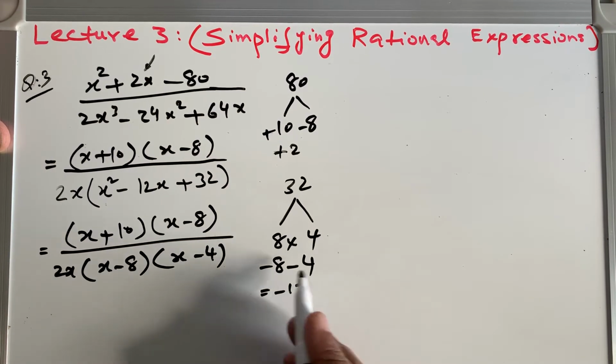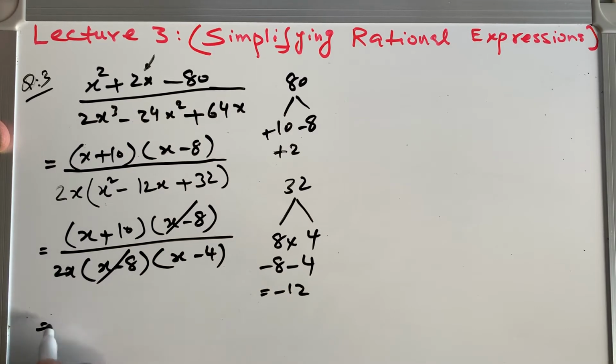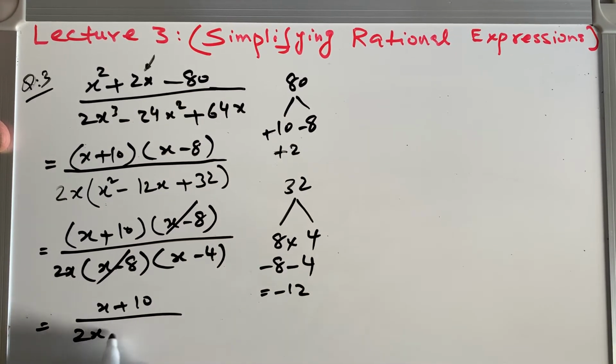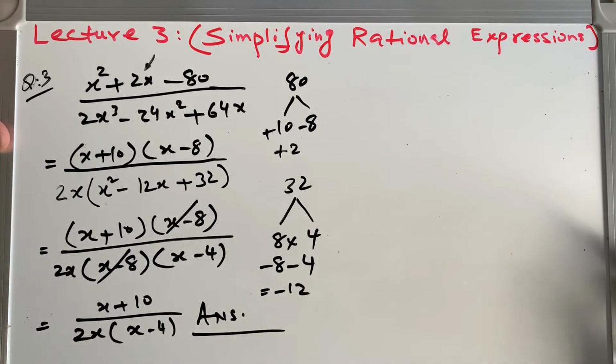x minus 8 and x minus 4. x minus 8, x minus 8 cancel. So I have x plus 10 divided by 2x times x minus 4. That is my answer, or simplified rational expression.